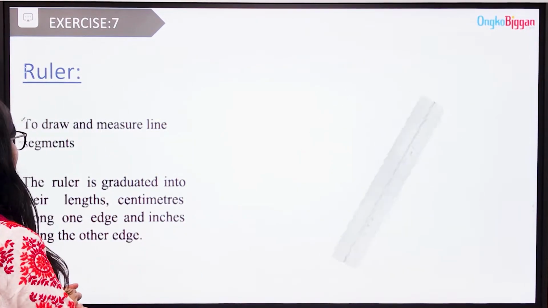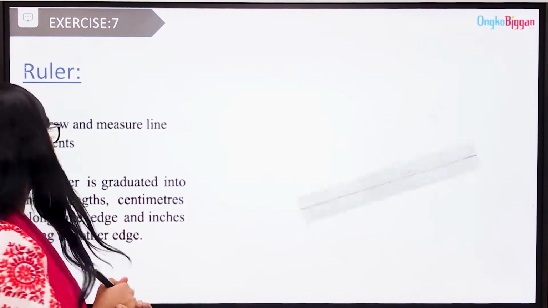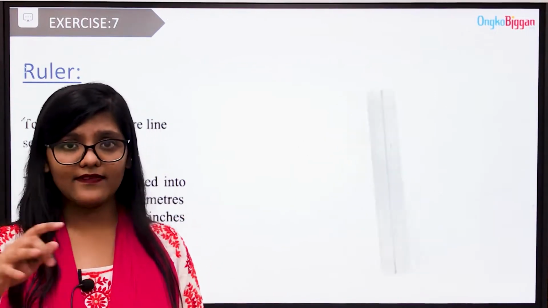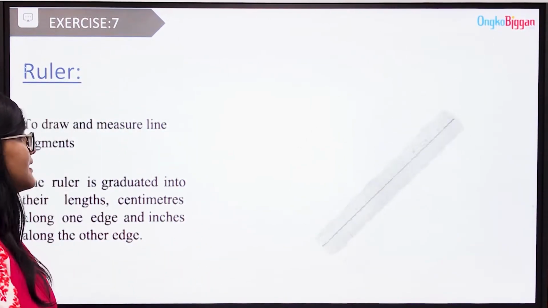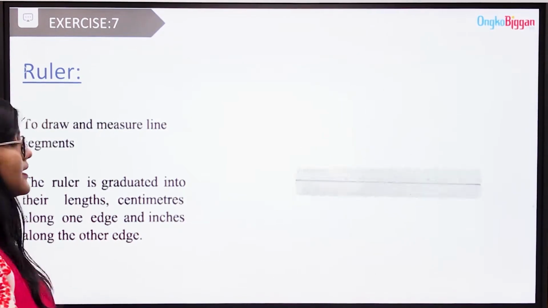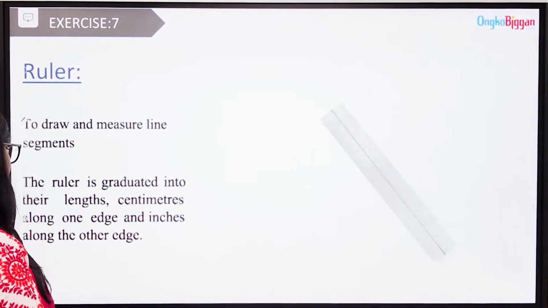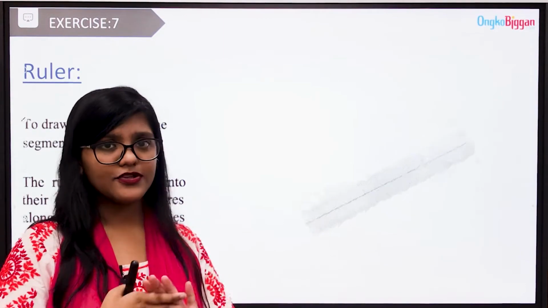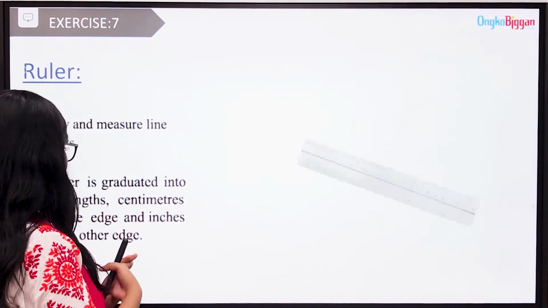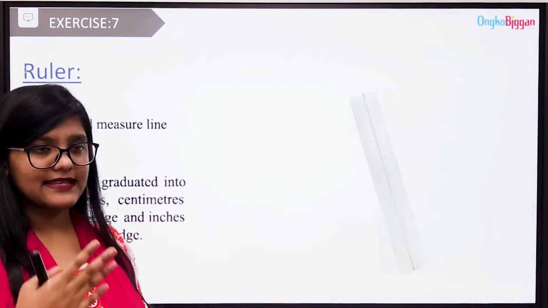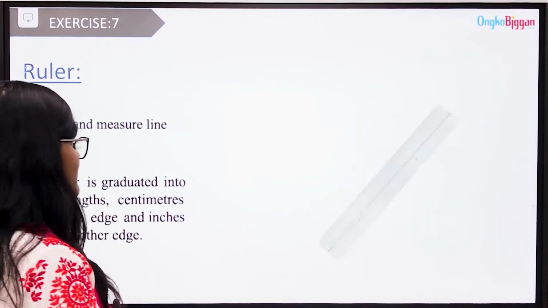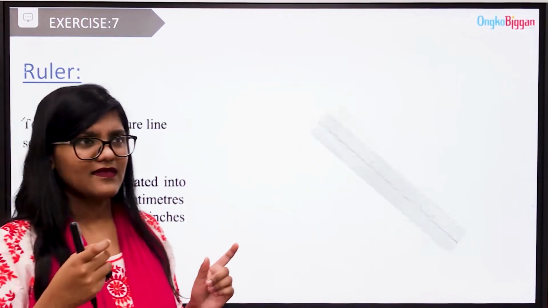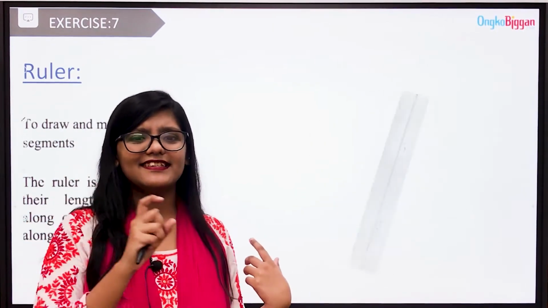A ruler is used to draw and measure line segments. We all know a ruler is basically used to measure the length of a line segment. Here we have the description of a ruler. The ruler is graduated along its length, in centimeters along one edge and inches along the other edge. So in the scale we have, on one side we get the measurement in centimeters, and on the back side we get the measurement in inches. In this way we measure different sides of triangles, then line segments.